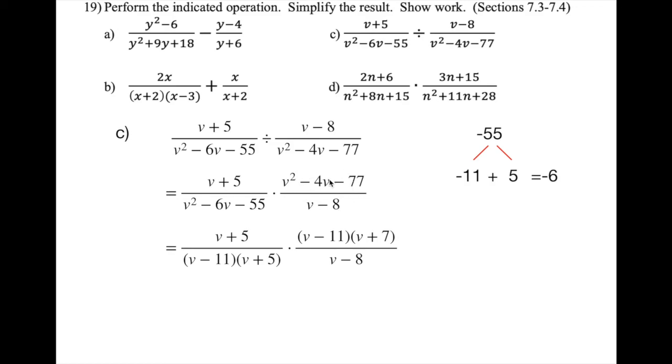For the second one, up there, we will again use the AC method. Factorize minus 77. So the summation will be minus 4. So that will become v minus 11 times v plus 7. And down here, we'll just copy v minus 8. Then we see common factor up and down here. v minus 11 and v plus 5. We will cancel them. So what's remaining is v plus 7 over v minus 8. That will be your final result.